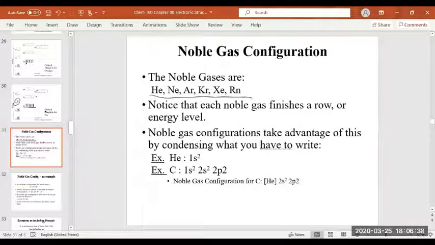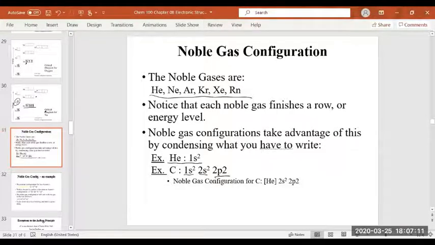Each noble gas has a finished outer energy level. Noble gas configuration takes advantage of this by condensing what you have to write. So look at this example. Helium is 1s2, the electron configuration. Helium is a noble gas. Look at the carbon: 1s2, 2s2, 2p2, because carbon has 6 electrons. So this is the electron configuration for carbon.